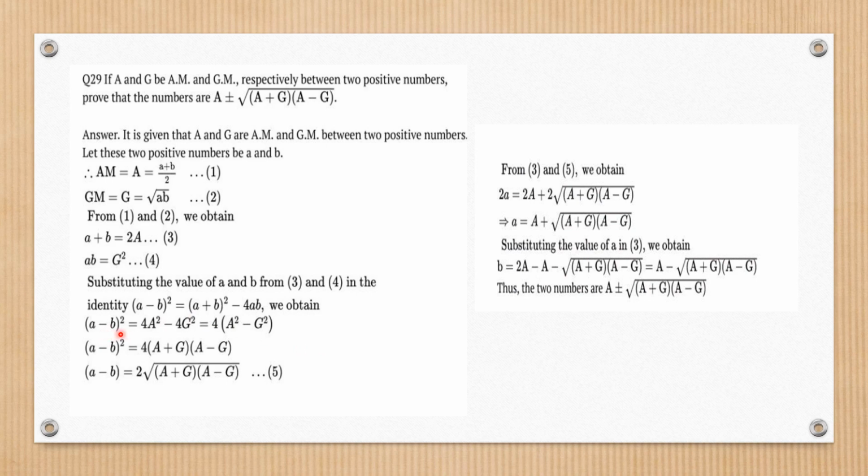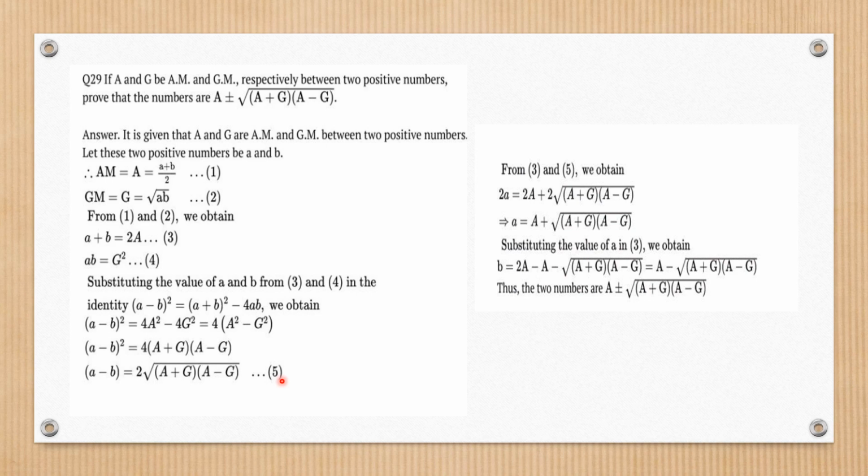So I get (a minus b) whole square is equal to 4A square minus 4G square. Okay, 4A square minus 4 times ab means 4G square. 4 common, A square minus G square, which is your opening, A square minus G square as (A plus G) into (A minus G). I'll get it as 4 times (A plus G) into (A minus G), and taking your square root, I'll get a minus b as 2 times the whole square root of (A plus G) into (A minus G). This becomes number 5.